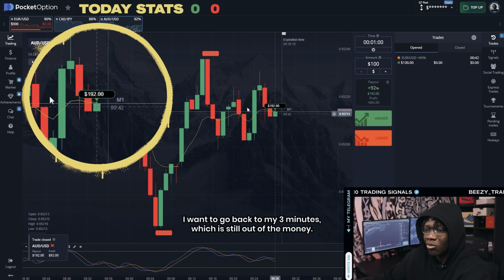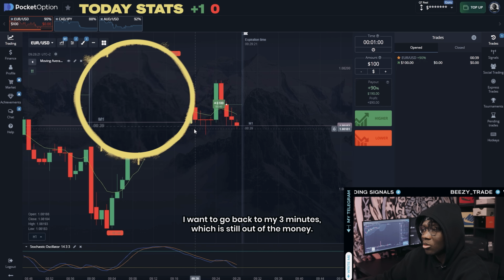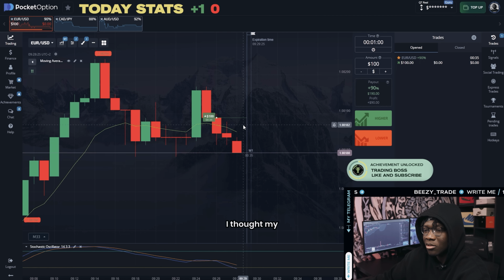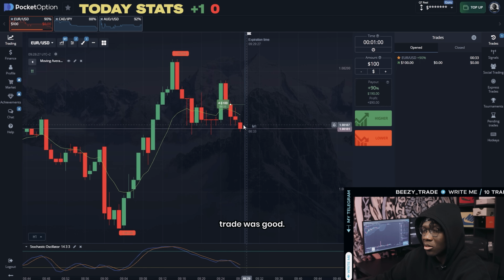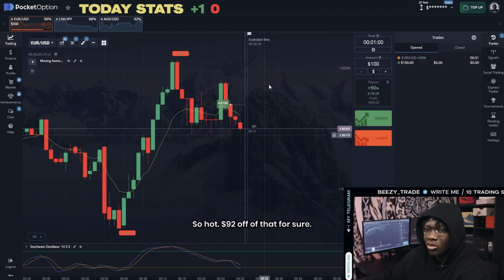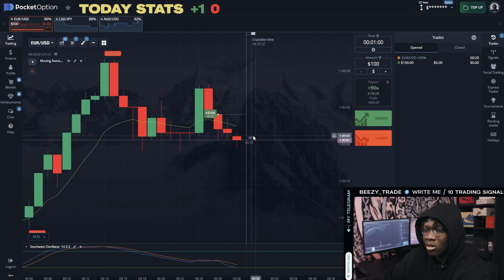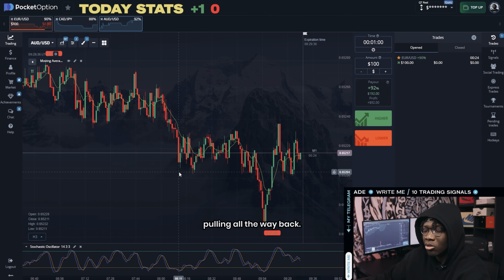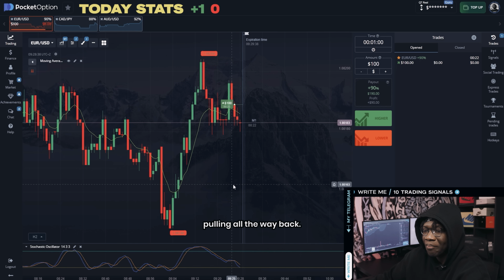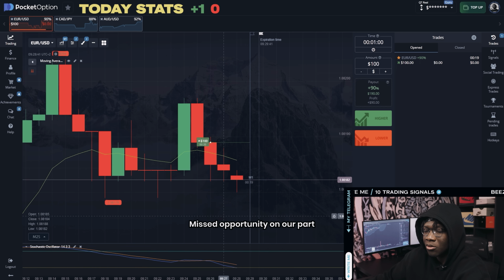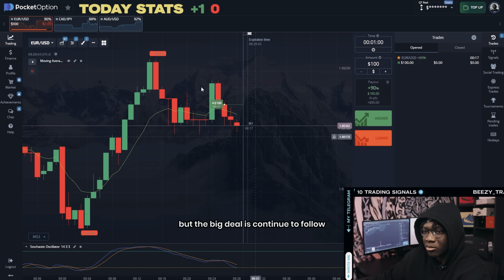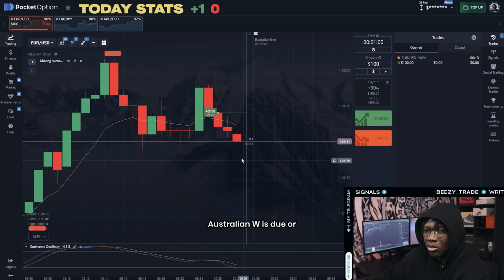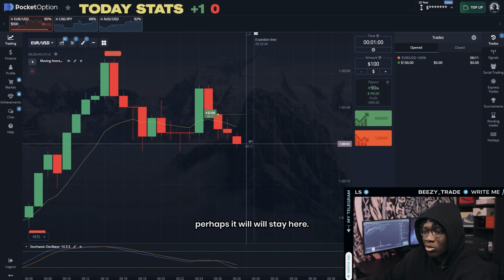So we've got about 12 seconds. I want to go back to my 3 minutes, which is still out of the money. Euro USD. I thought my trade was good. So we got $92 off of that for sure. And you can see here, market drilling all the way back. Missed opportunity on our part. But no big deal. Let's continue to follow Australian dollar USD, or perhaps maybe we'll stay here.